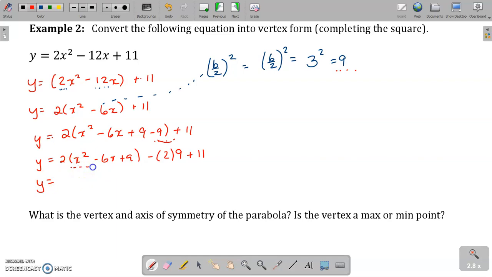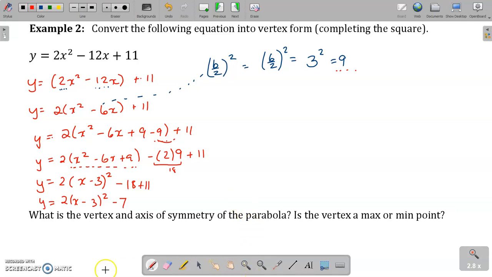Now, here we have a perfect square trinomial. That will be equal to x minus 3 all squared. And if you're not sure, try to expand that to convince yourself. So here, this is 18, so then we have minus 18 plus 11. So then our final answer here would be minus 7. All right. So if you have questions about this, make sure you ask me and I can help out.